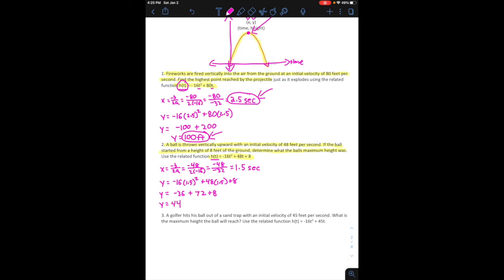What does the y value of the vertex tell you? It tells you the height of the projectile, in this case the ball. And since in the directions it said feet per second, I know that the ball reached a maximum of 44 feet. It took 1.5 seconds for the ball to reach its highest point, and when it was at its highest point, it was at 44 feet.